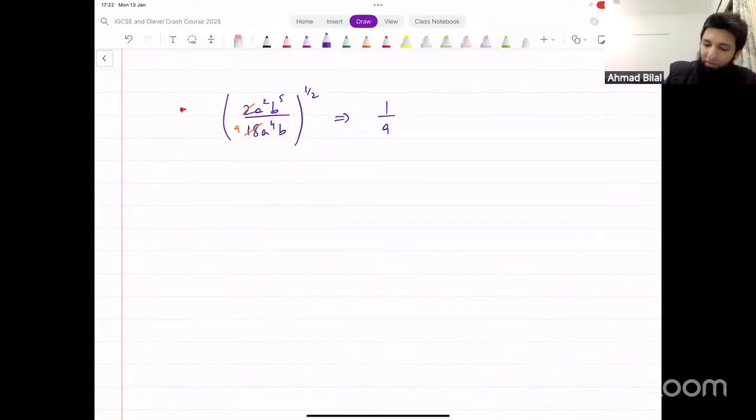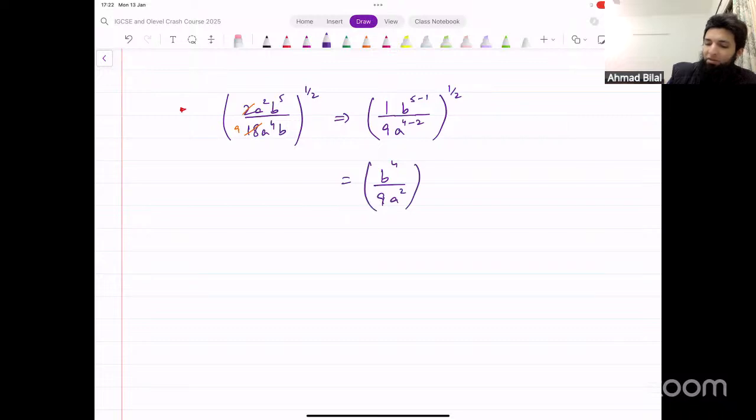And then powers of a, you have a power 4 in the denominator. That's the bigger power. So you take this 2 down. So it becomes a raised to power 4 minus 2. For b, we've got the bigger power in the numerator. So it becomes b raised to power 5 minus 1. And then whole raised to power 1 over 2. Let's simplify this further. And this gives us b raised to power 4 divided by 9a raised to power 2.